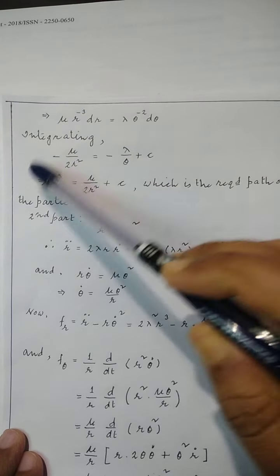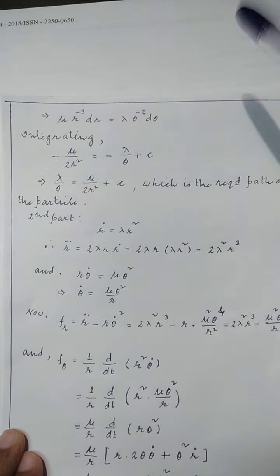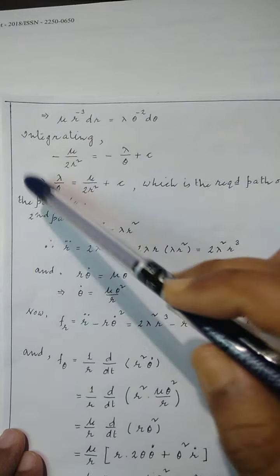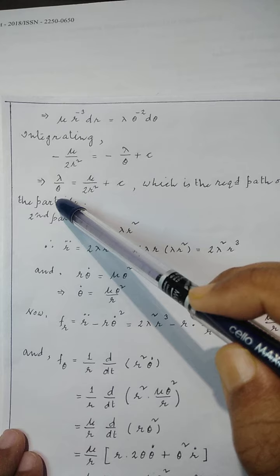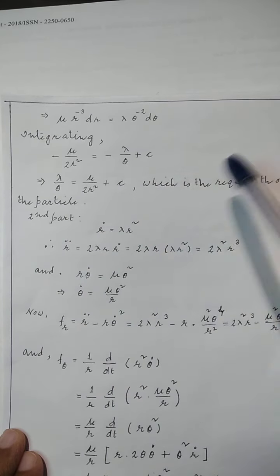So this term you bring to your left hand side, and this left hand side you transfer to the right hand side, so ultimately you will get the required expression. So what will you get? Lambda by theta is equal to mu by 2r square plus c, which is the required equation of the path of the particle.